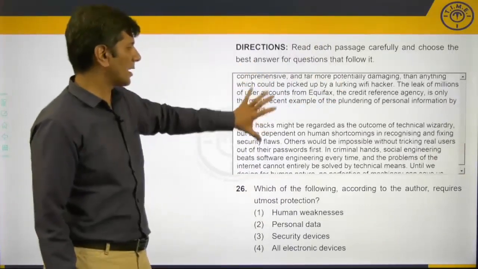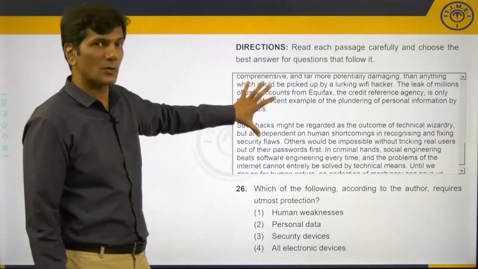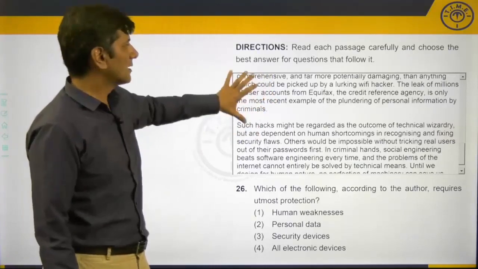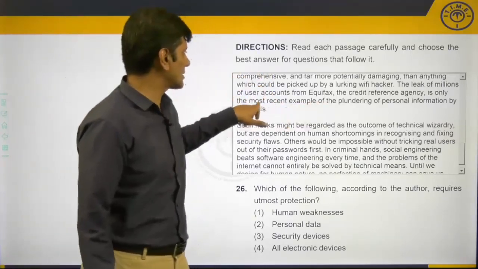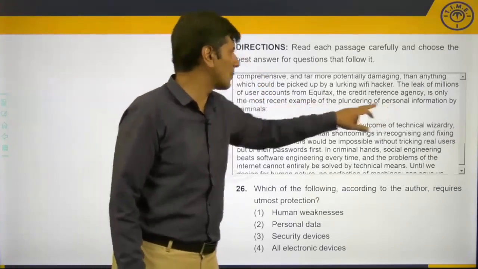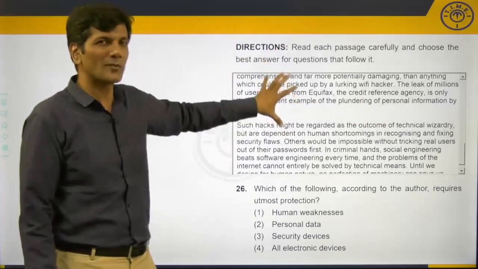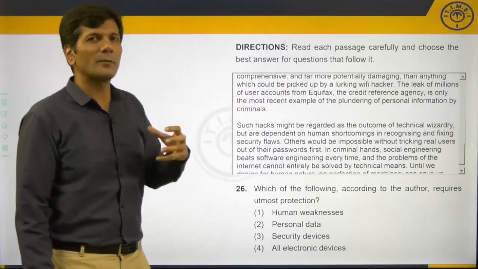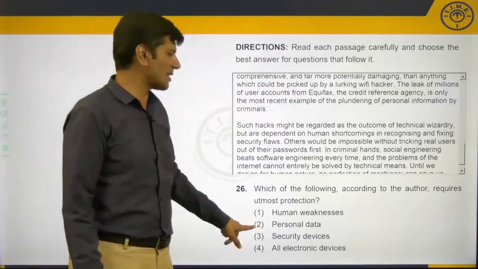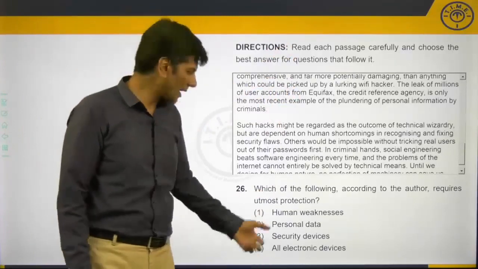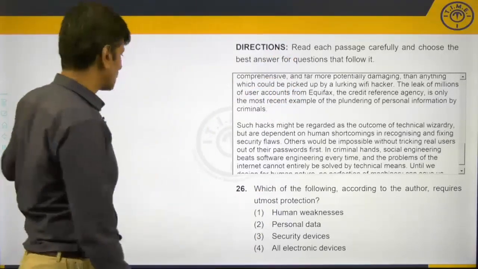When you look at the last 2 paragraphs put together, you know that the ultimate example, the most recent example, is the plundering of personal information by criminals. So these 2 paragraphs put together tell us that the author is more keen on protecting one's personal data than the other things. So your answer is choice number 2.